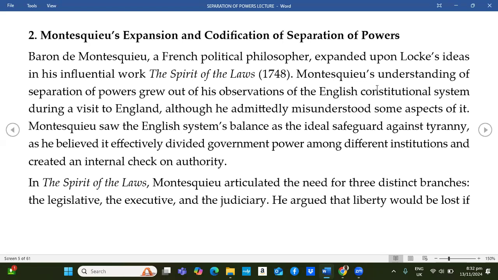separation of powers. So Montesquieu saw the English constitutional system with respect to the checks and balances as the ideal safeguard against tyranny, because he believed that the English system effectively divided government power among different institutions and created an internal check on authority.